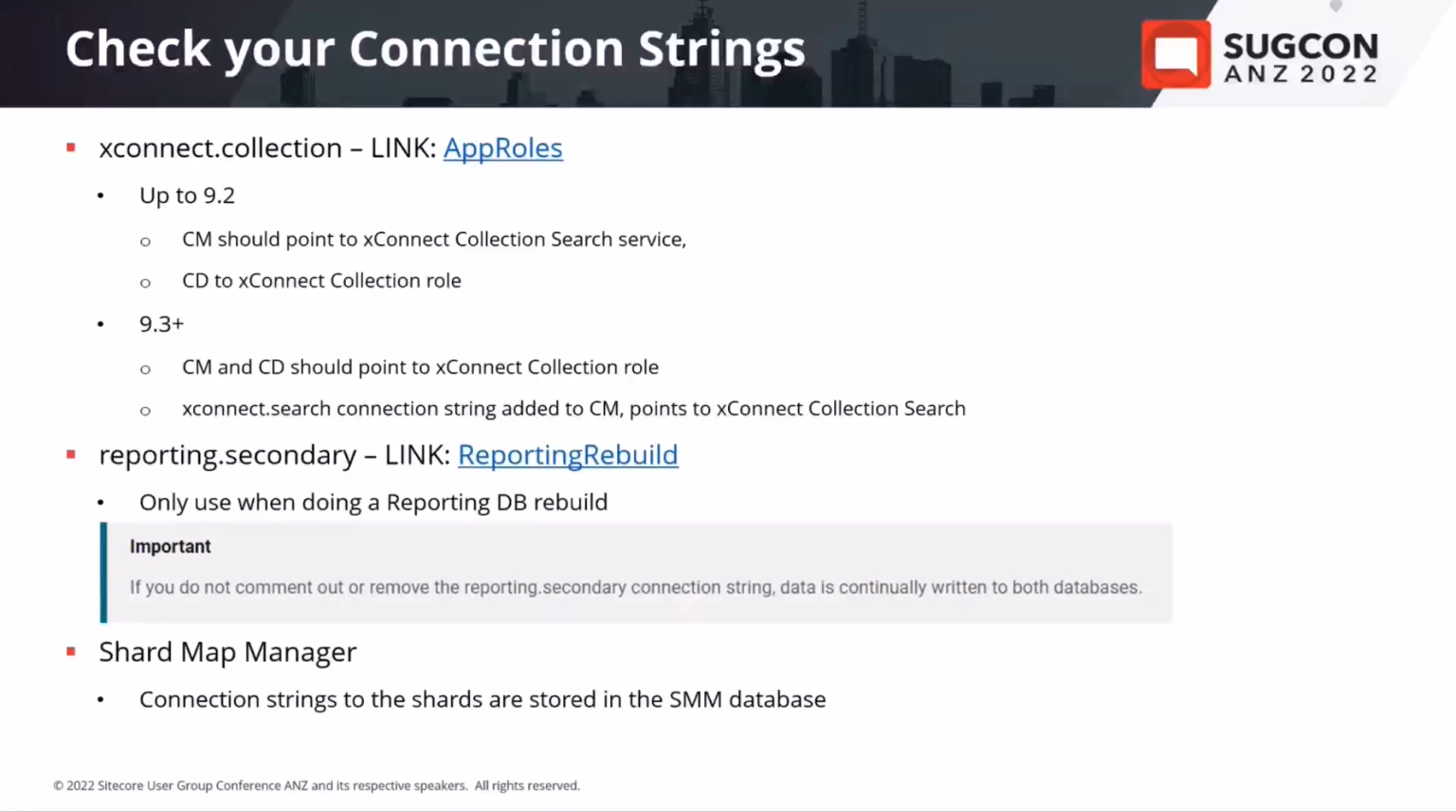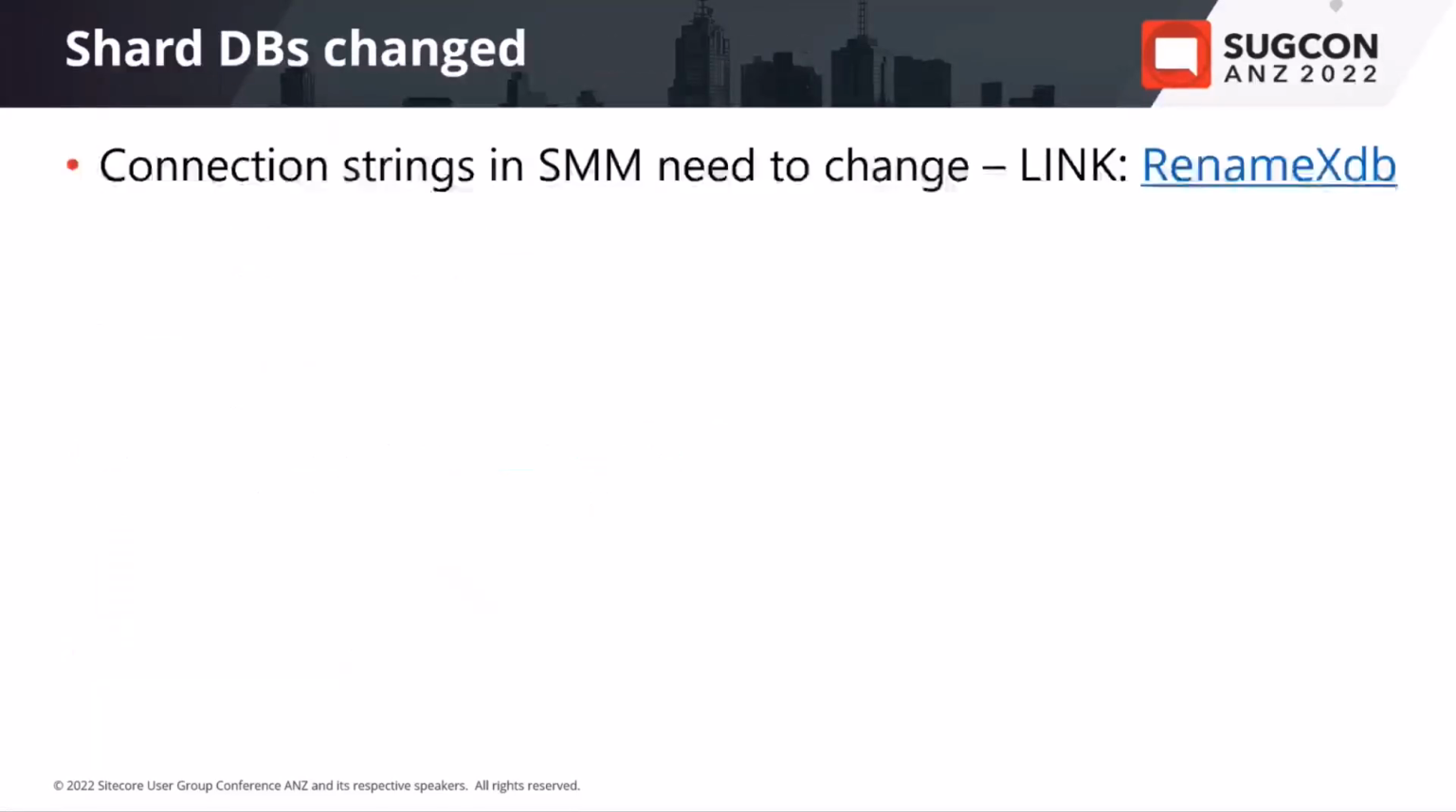Another thing with connection strings, we think that connection strings always exist in that connection strings.config. That is not always the case because there are connection strings in the database. So your shard map manager holds connection strings in there. Just going a bit more detail on what Sean's just alluded to. The connection strings in the shard map manager, there are a number of tables that this needs to change in.